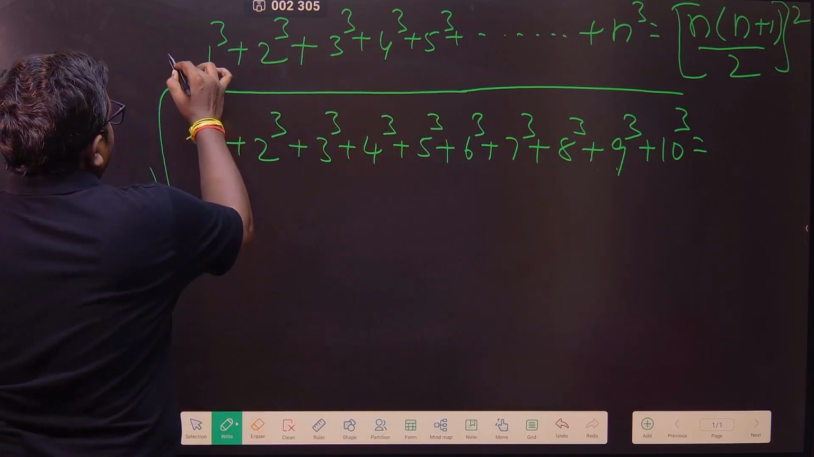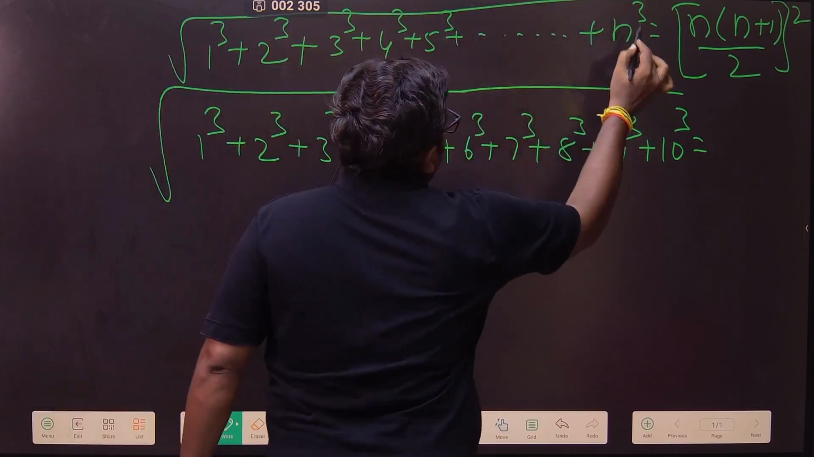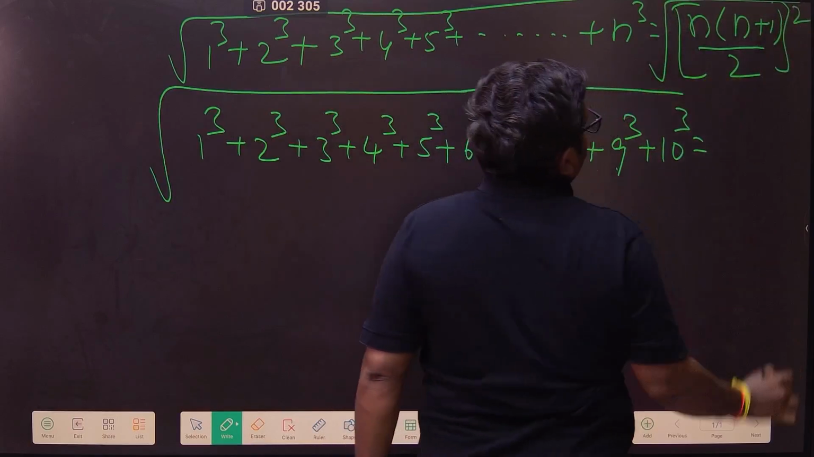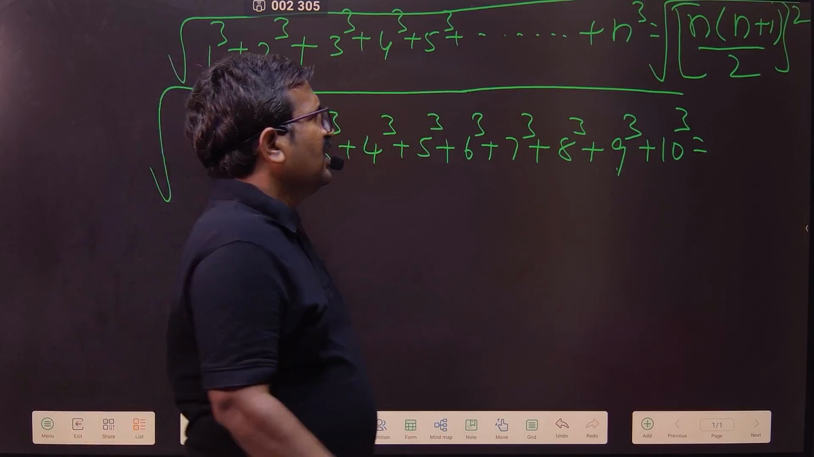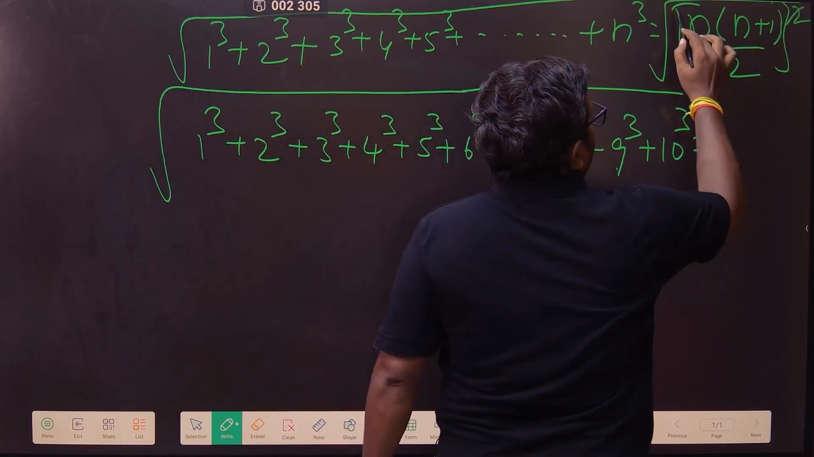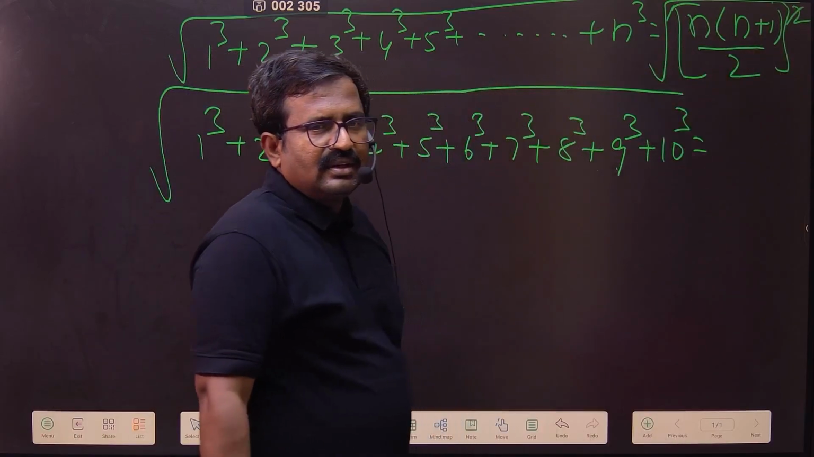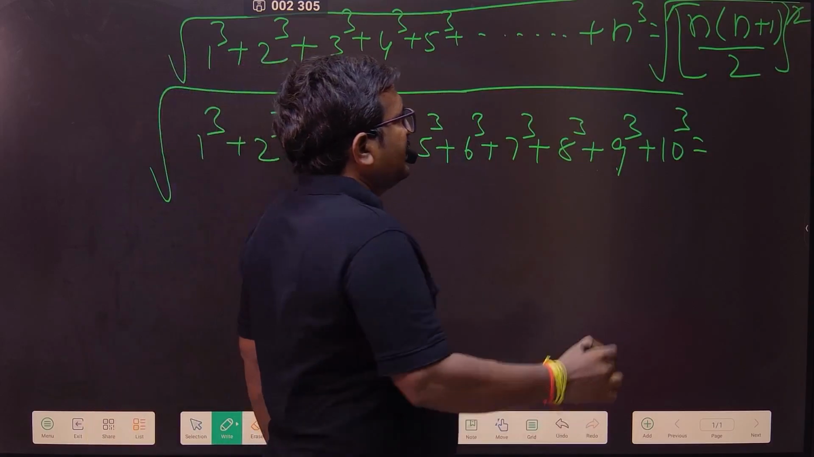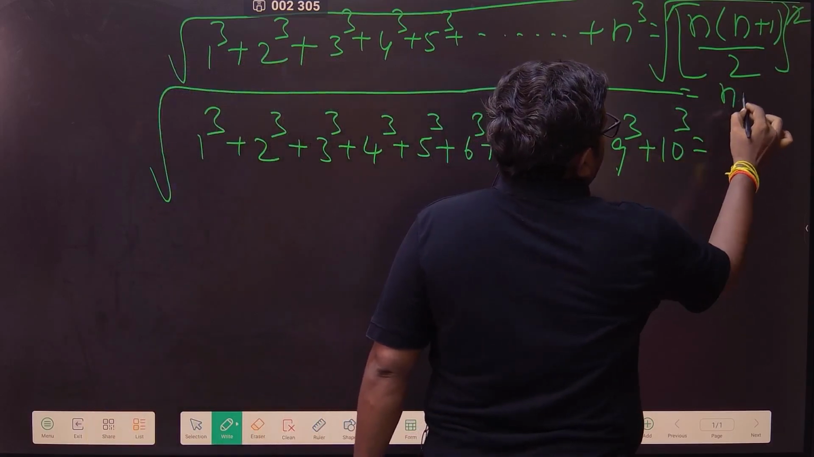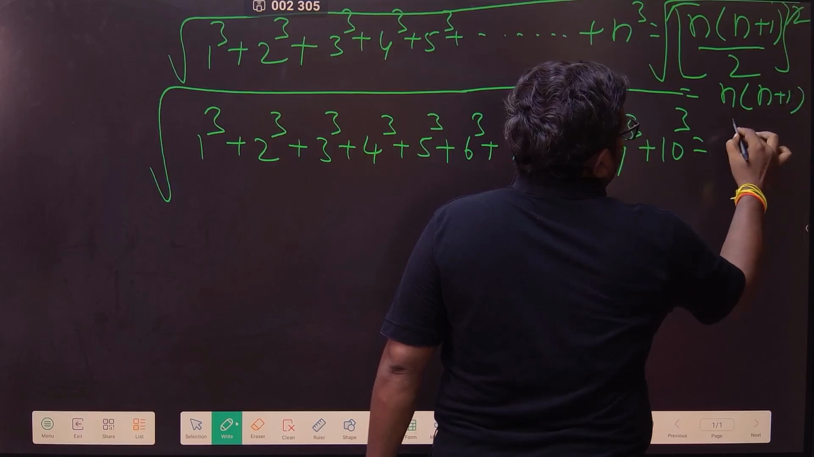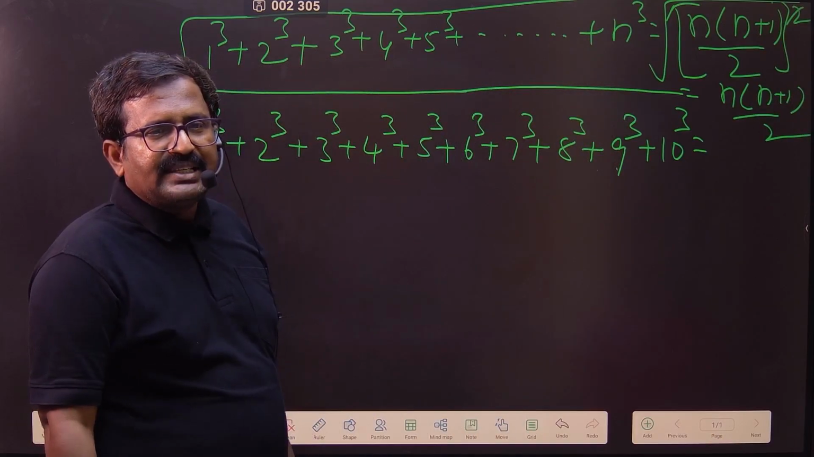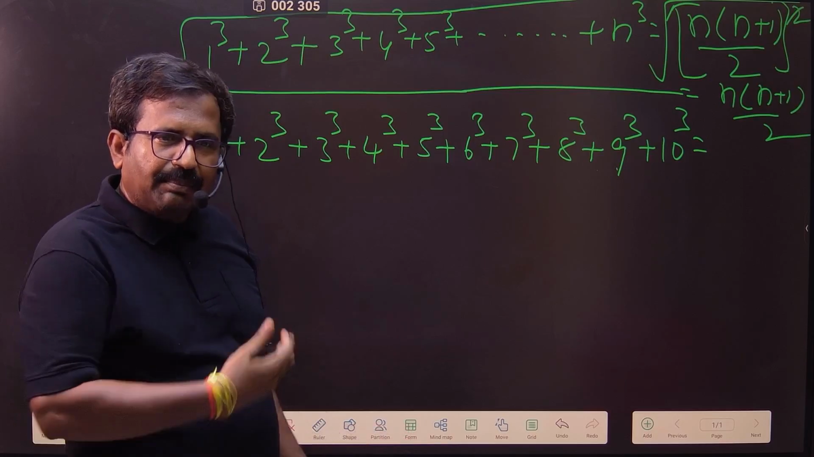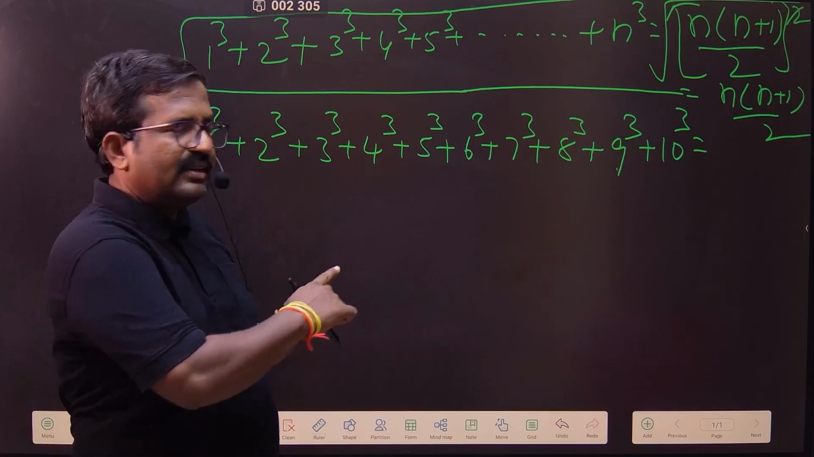When root is there, here also this root comes. Root means whole power 1 by 2. This square and this root will cancel. Then the remaining is n into n plus 1 by 2. The formula is n into n plus 1 by 2. Okay, we apply this in this problem.